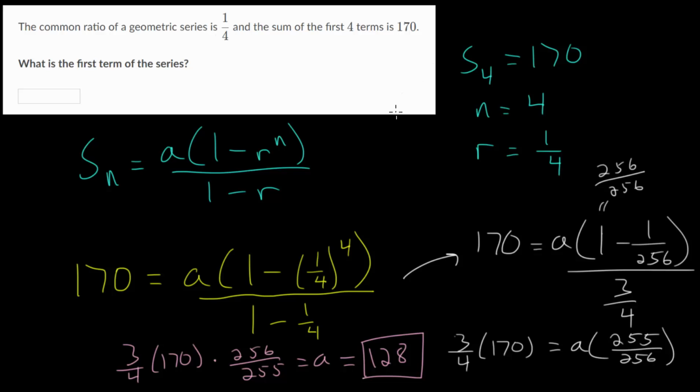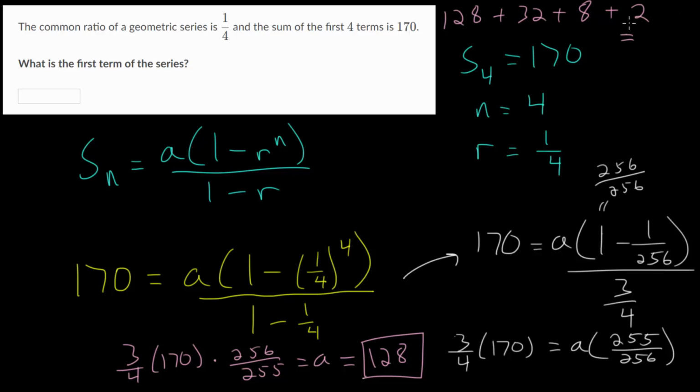And the way to check this is to just write it out and add up the first four terms. So it'd be 128 plus, well, we multiplied by 1/4 to find the next term. And 128 over 4 would be 32. We divide by 4 again, or multiply by a fourth. And 32 over 4 would be 8. And the last term would be 8 over 4, which is 2.